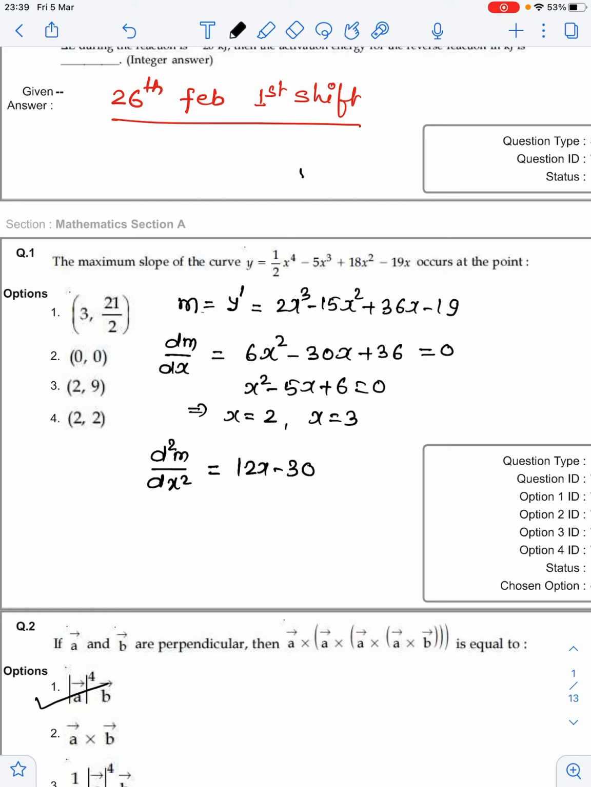So definitely at x equal to 2, this is going to be negative. So the maximum value of m is at x equal to 2, which, by putting x equal to 2 in the y function, you will get y equal to 2. So the required point is (2, 2).